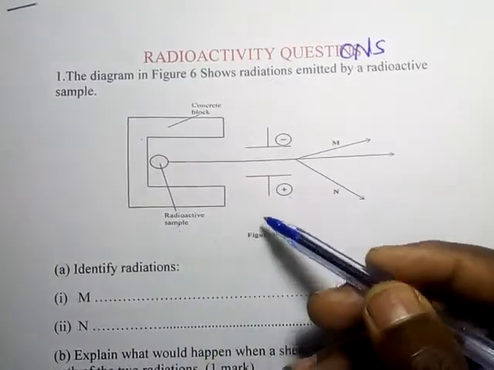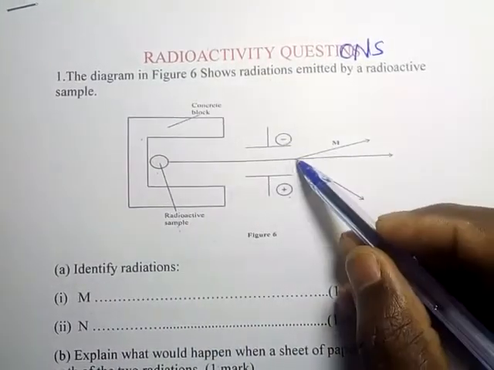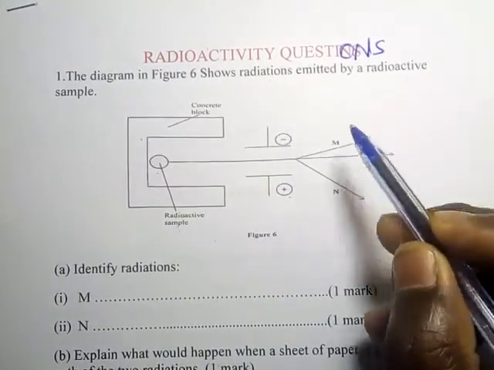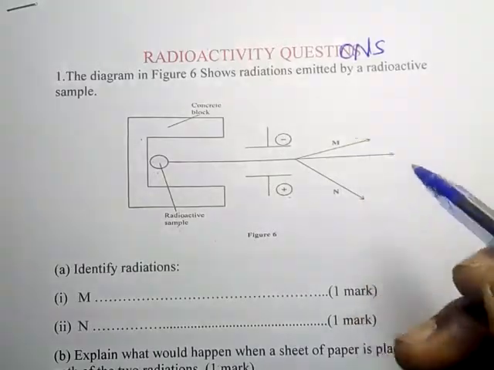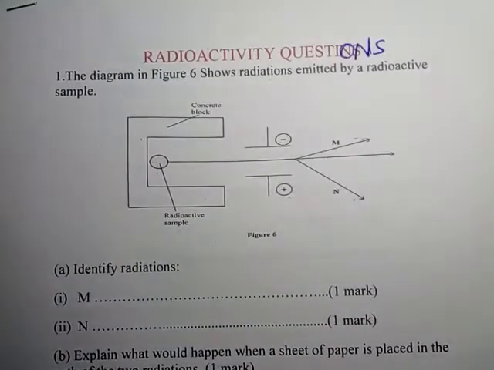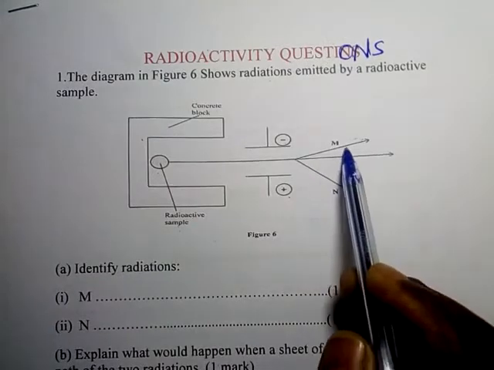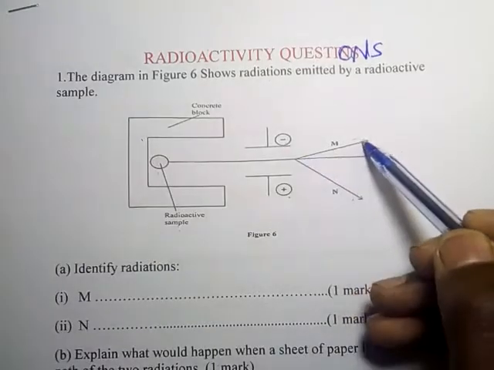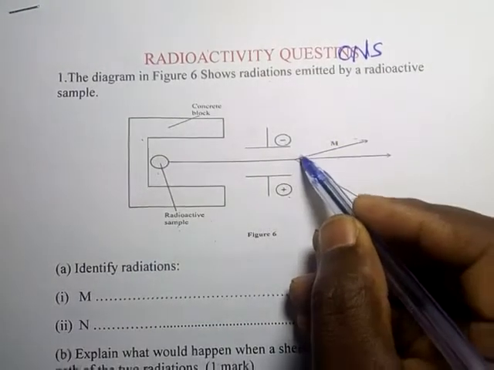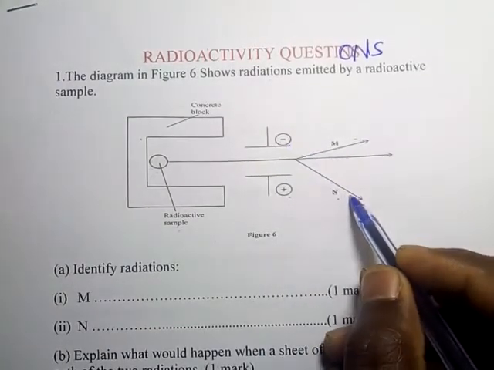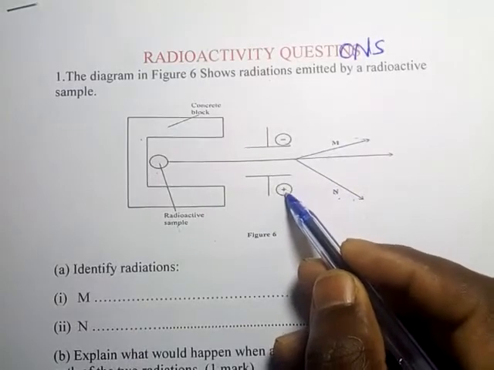Before you even go to the question, you need to understand which radiation is deflected towards the negative and which towards the positive, from the characteristics of the radiations. M is likely to be alpha. Why? Because alpha is positively charged, therefore it will be deflected towards the negative. N is beta because it is negatively charged, therefore it is deflected towards the positive.